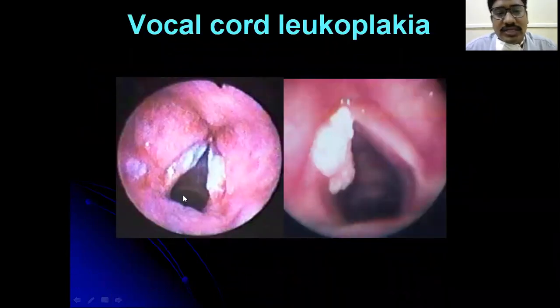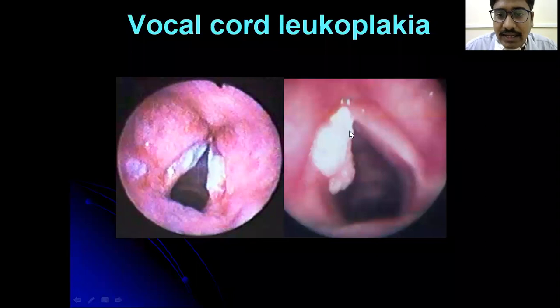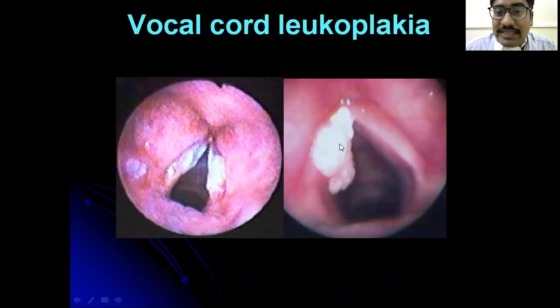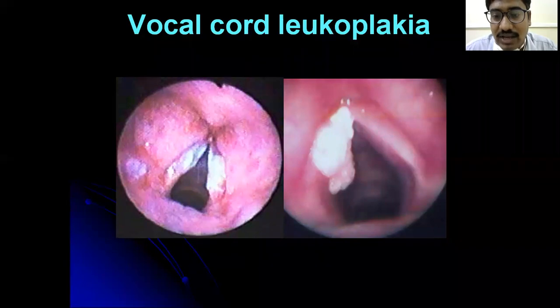Okay. So this is a whitish covering on the vocal cords. It may be unilateral or bilateral. This is the glottis. So you will take the biopsy using microlaryngeal surgery. You will take the biopsy from the vocal cords and send it for histopathological examination.